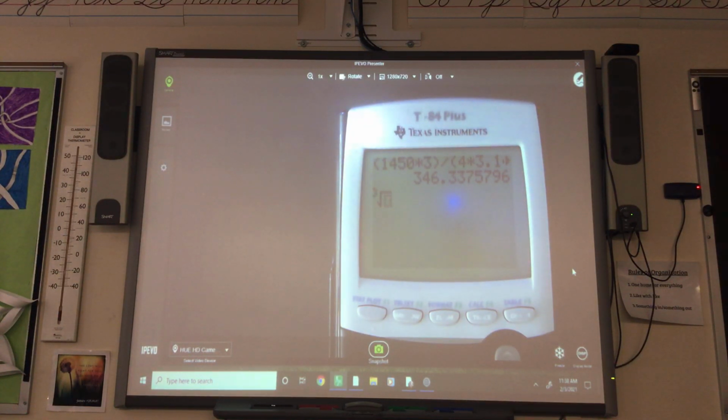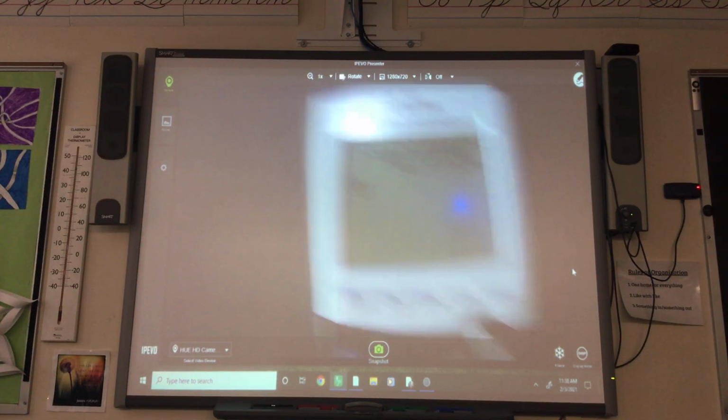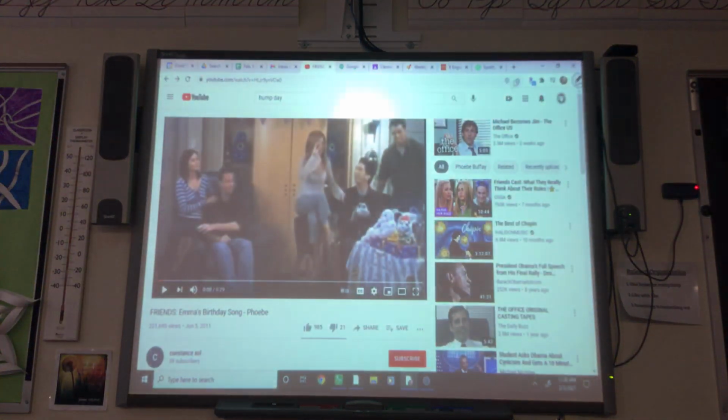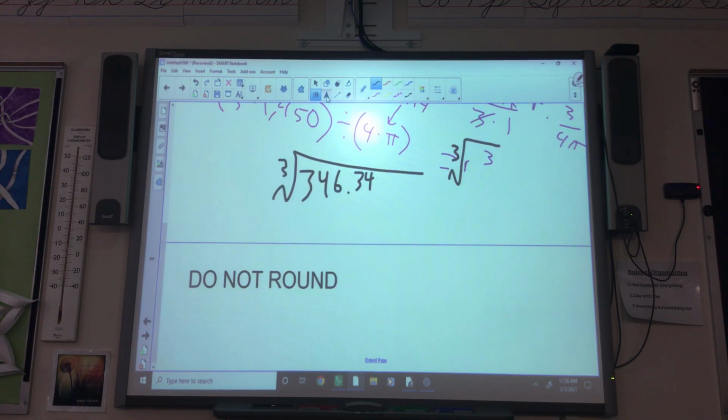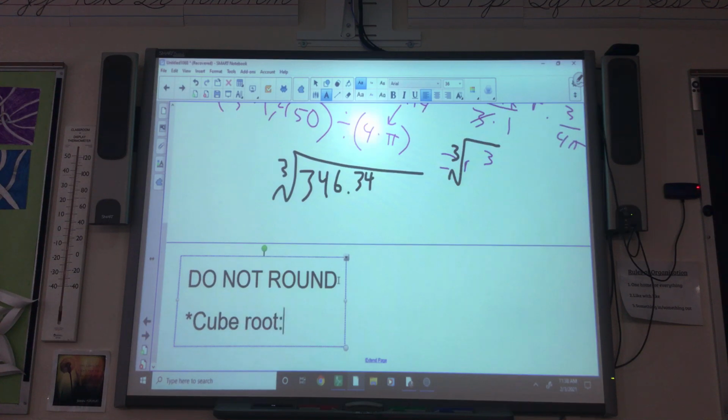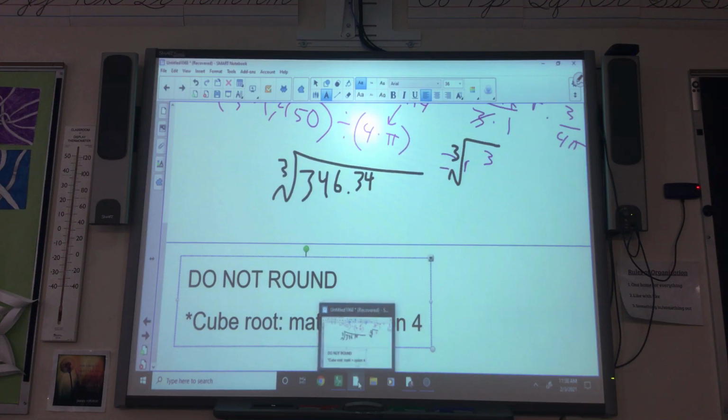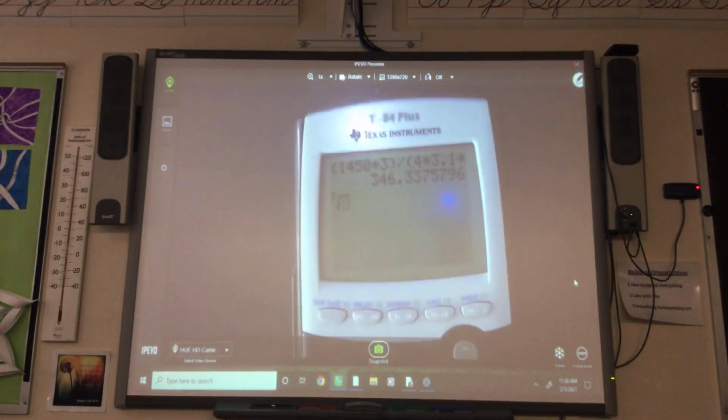Got it, you guys got it yet? Write the instructions down, actually, I'm going to type these out for you. Cube root: math, and then option 4. Write that down if you need to, because you cannot do this assignment without this. Got it?